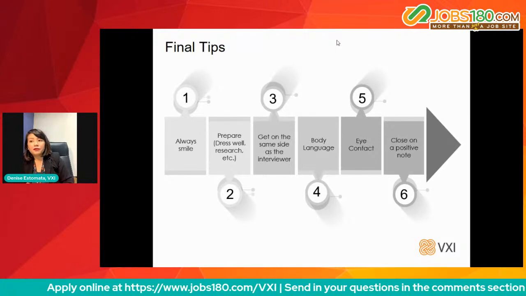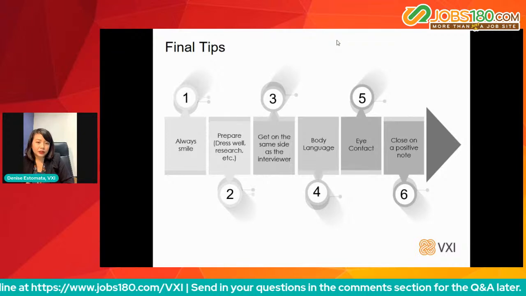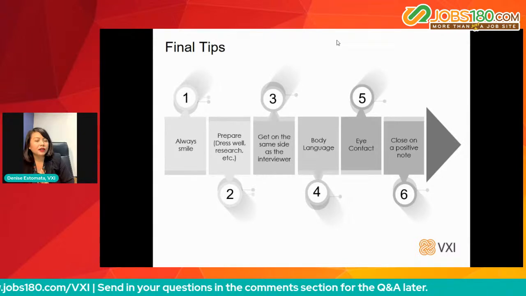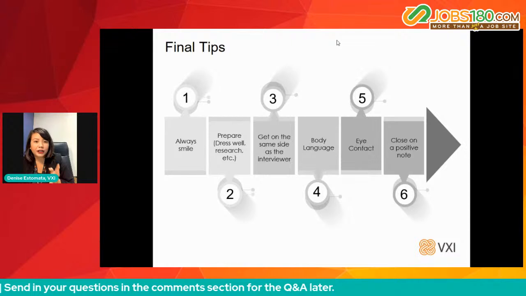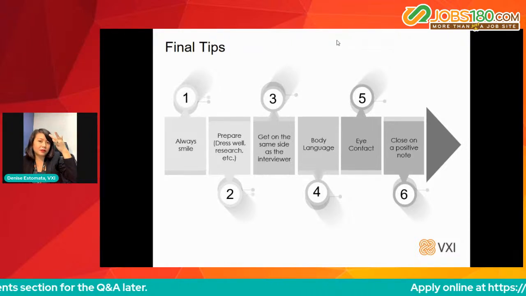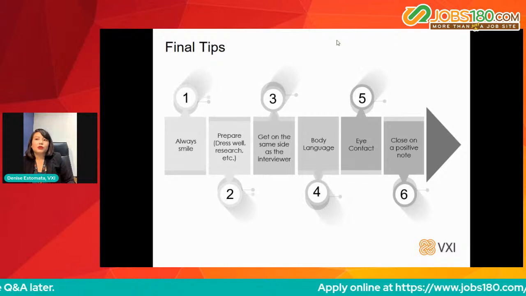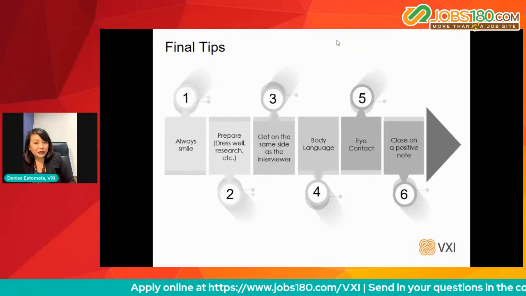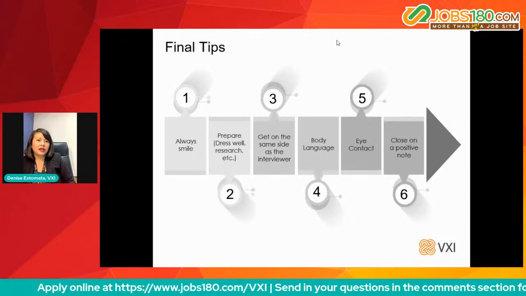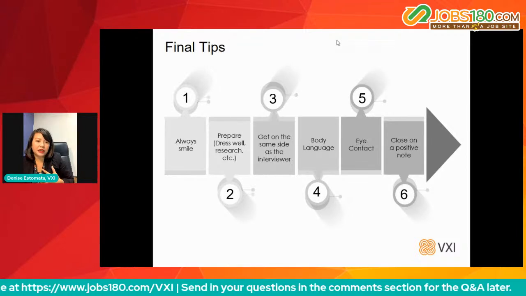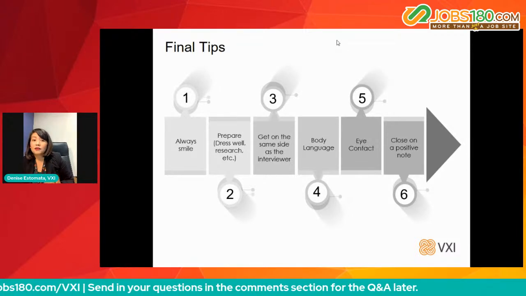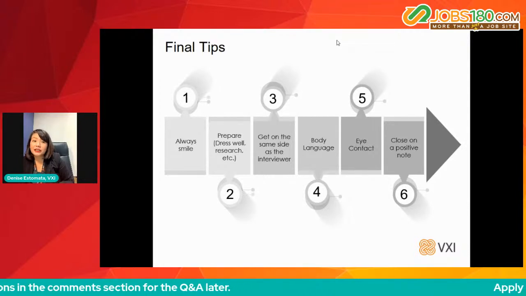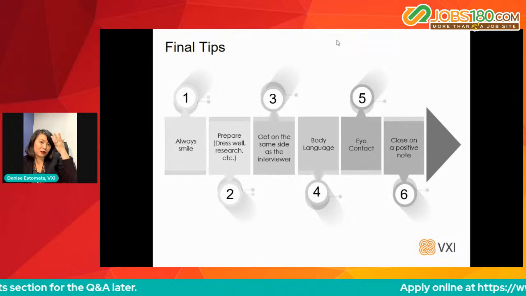And of course, the fifth one would be maintain eye contact. If you can't really look at the interviewer directly in the eye, you could go ahead and look at the person here, between your forehead. That's what I usually do whenever I feel intimidated or I don't feel comfortable looking at the person in the eye. It's as if you're already looking at the person in the eye if you look here.